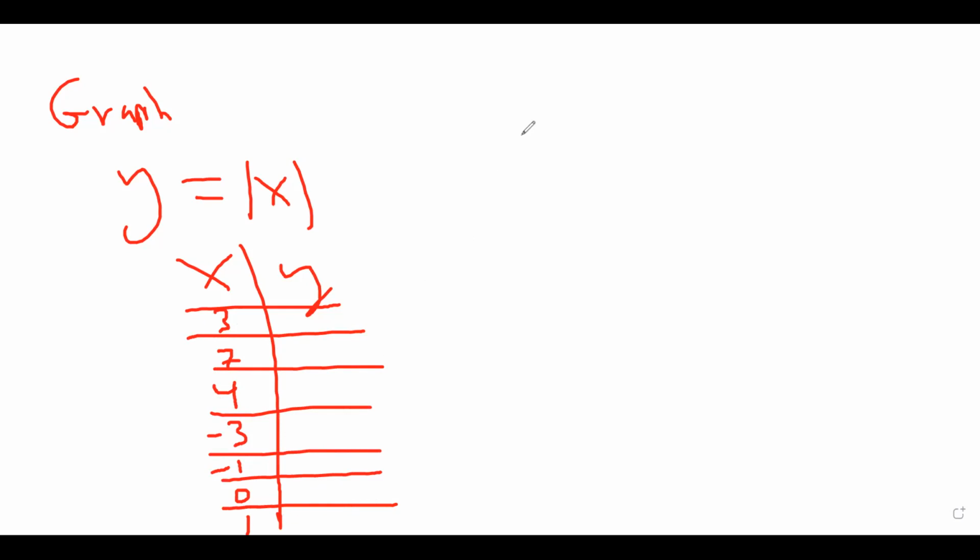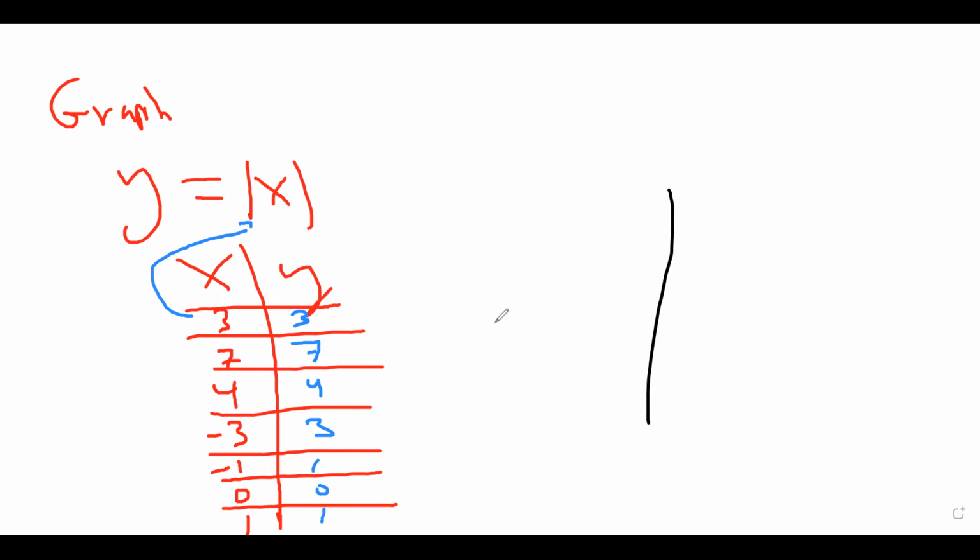Okay, if I were to plug in 3 in for x, what would I get? What would y equal? 3. Great. How about the other one? If I plug in 7, what do I get? 7. How about I plug in 4? Now, how about -3? 3, yes. How about -1? 1. Great.